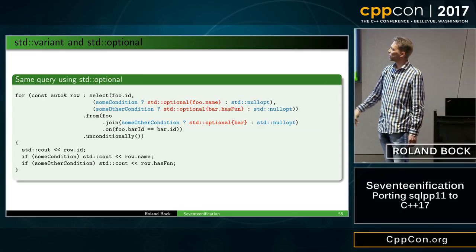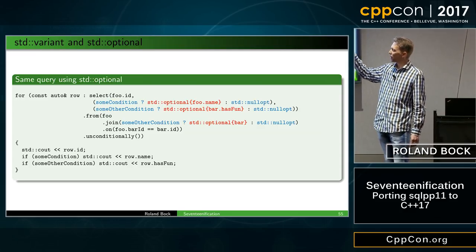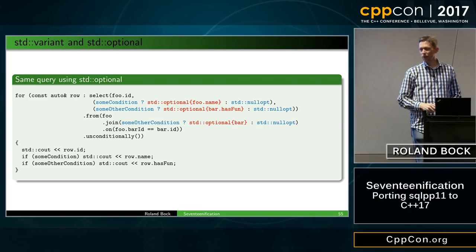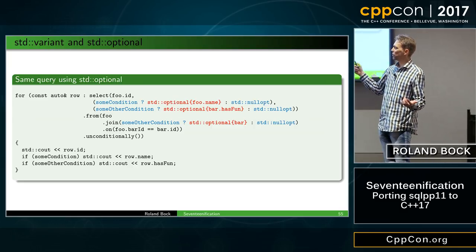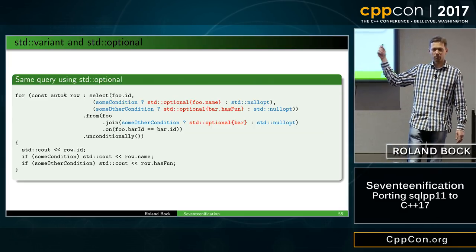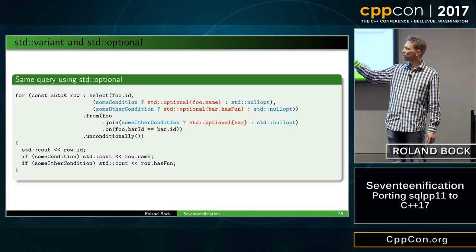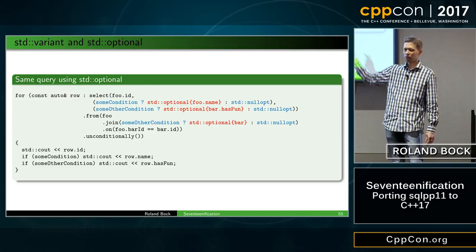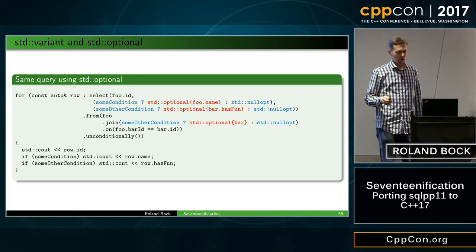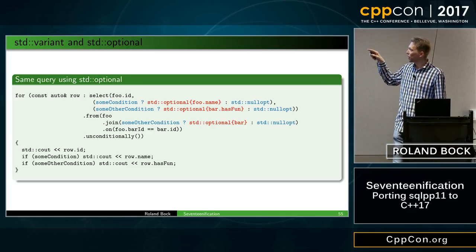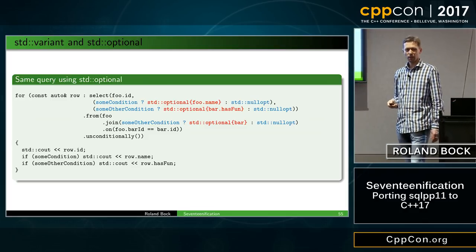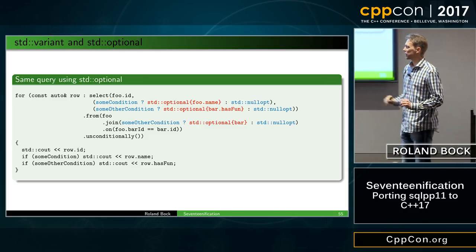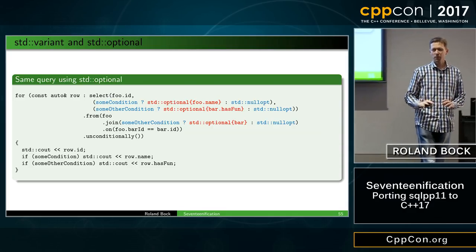And as you can see, the good news now is I have members in my result struct that have the appropriate names. The only thing I have to do in the result is check the condition. And then there is pretty much a guarantee that this thing will have some value, unless the column itself is null, then this might still be an empty optional.